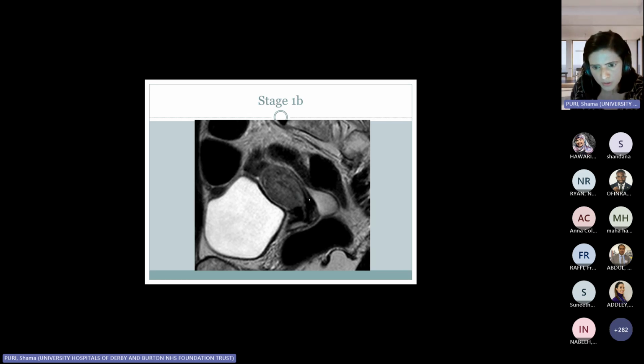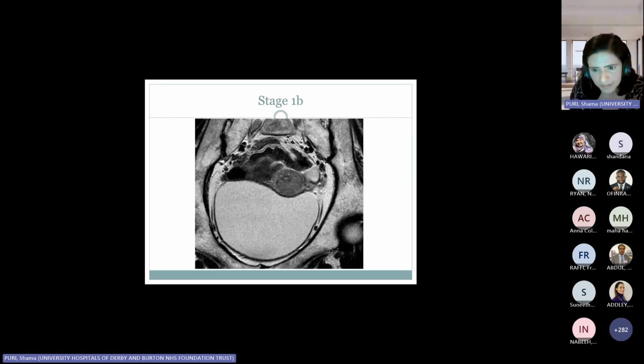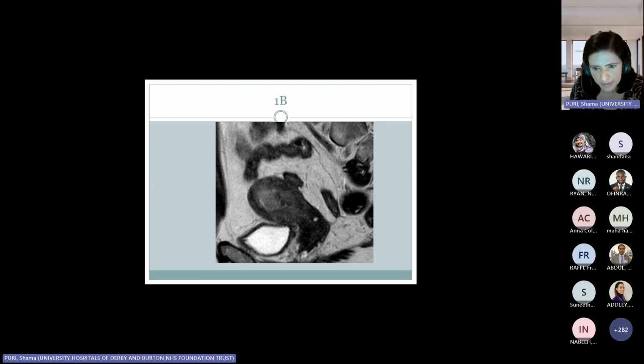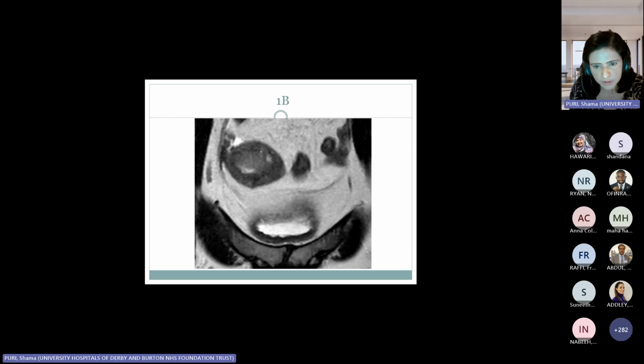Stage 1B, this tumor was quite isoechoic to the endometrium and myometrium, so you don't see the tumor very well on T2 weighted images. Again, quite difficult to see, but with contrast enhanced images, we can see that tumor does not enhance, the myometrium enhances, and on the right lateral aspect, it reaches quite close to the serosa. So this is 1B. That's another 1B. That's the tumor. And you can see it's going quite deep into the myometrium. So that's 1B.